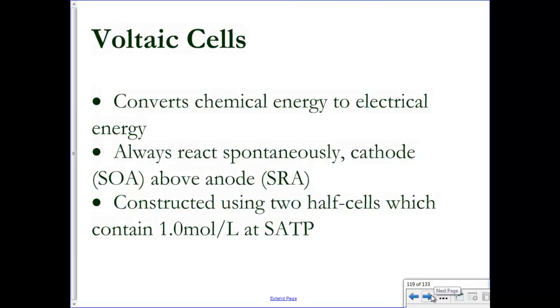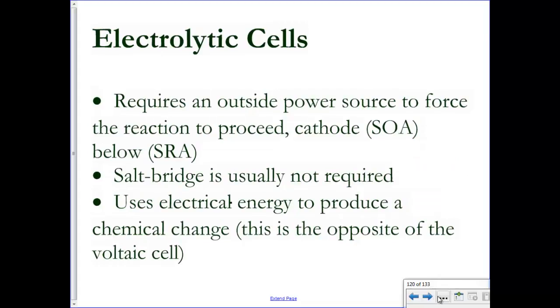Okay, so here's just a lot of notes about the two types of cells. Voltaic cells take chemicals and make electricity. They react spontaneously. And the cathode is always above the anode, meaning that your voltage is positive. The electrolytic cells are almost the exact opposite. These require an outside power source.